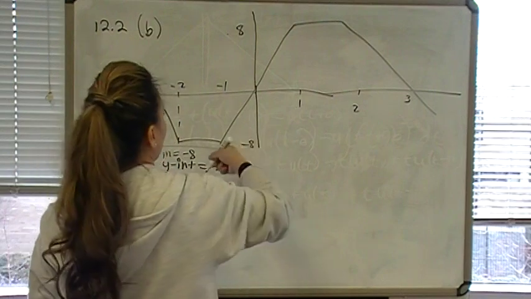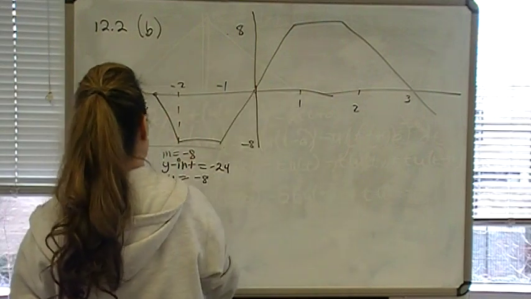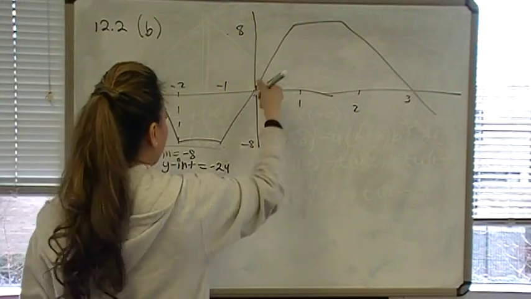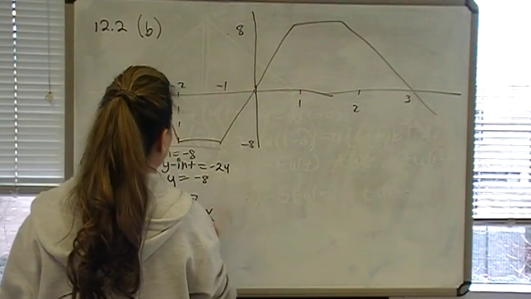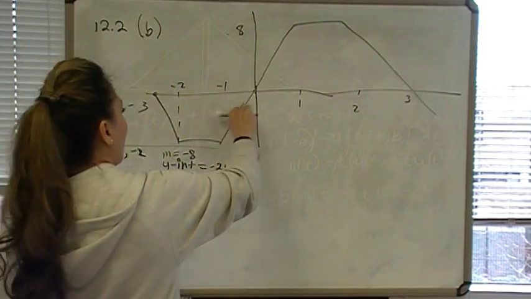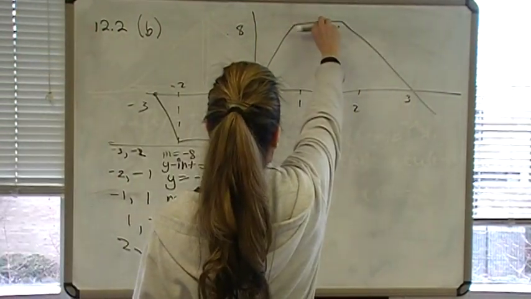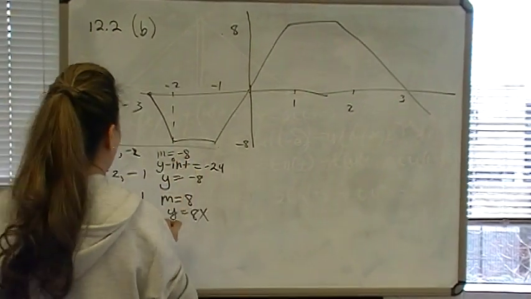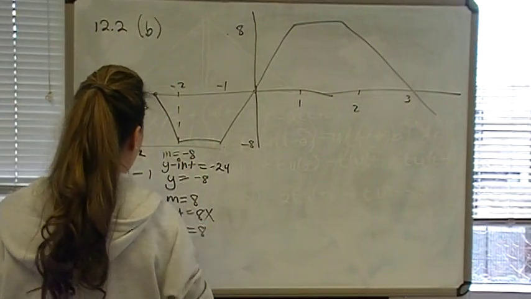Positive 8, and your y-intercept is right there, 0. So this slope is described as y is equal to 8x. And from 1 to 2, the slope is 0, and so the y-intercept is 8. The equation that's going to describe that is y is equal to positive 8.